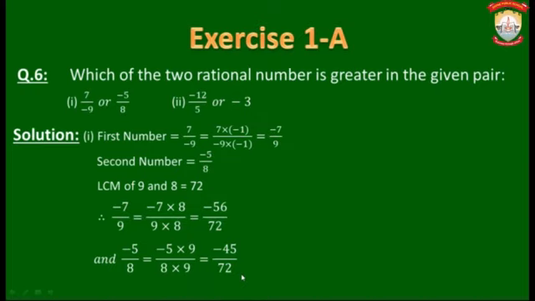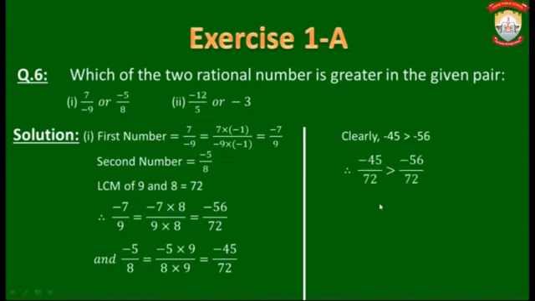Now, after making the denominators the same, we will compare our numerators. The rational number with the greater numerator will be greater. Thus, here minus 45 is greater than minus 56. So minus 45 upon 72 is greater than minus 56 upon 72.